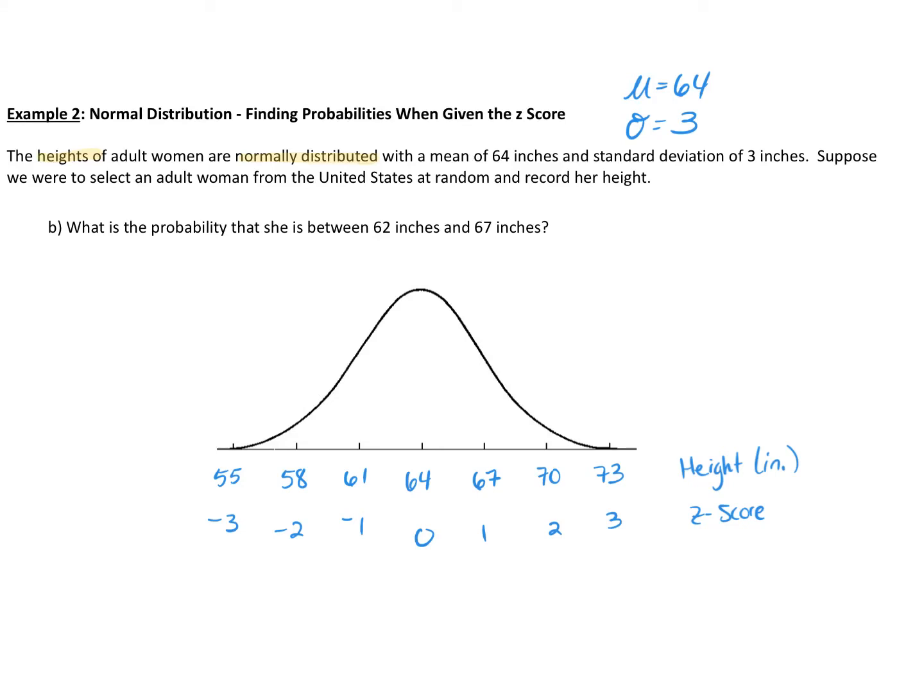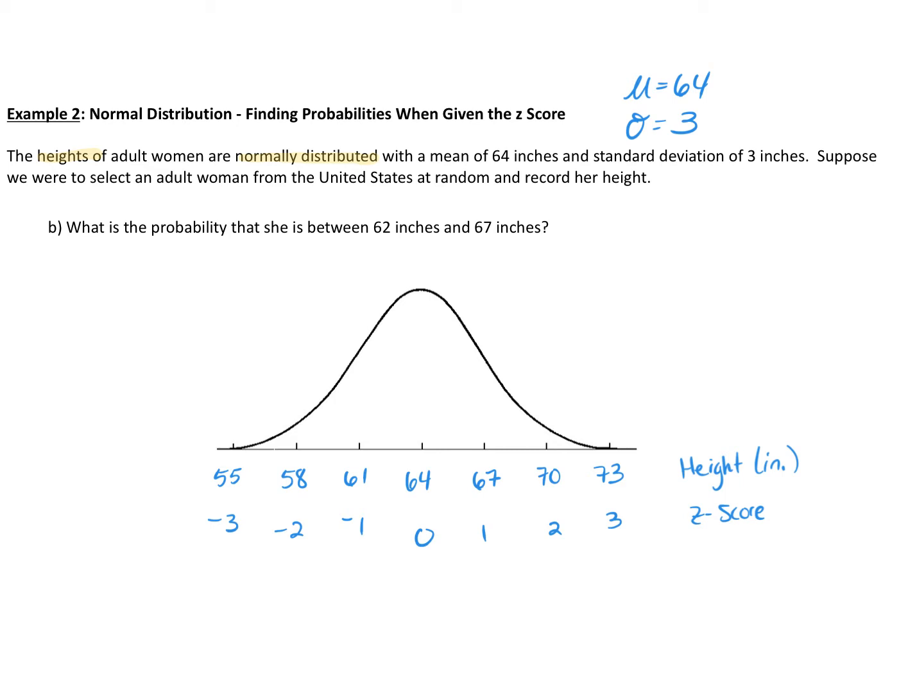So let's take a look at another example using the same distribution for heights. Again, heights are normally distributed, so immediately draw yourself that bell-shaped curve with a mean of 64 inches and a standard deviation of 3 inches. Go ahead and draw the distribution that shows the heights that are 1, 2, and 3 standard deviations from the mean. And then below that, write down the corresponding z-scores.